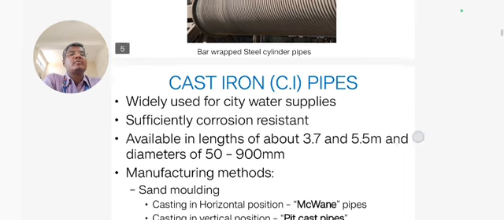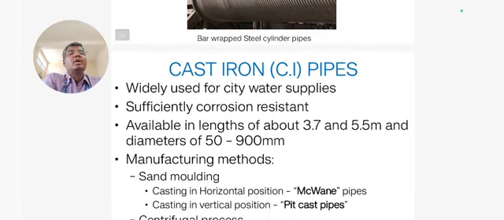Let us first see cast iron pipes. It is widely used for city water supplies, and it has sufficient corrosion resistance. In this pipe there won't be any possibility of corrosion. It is available in lengths of about 3.7 to 5.5 meters and diameters of 50 to 900 mm. So what are the manufacturing methods?